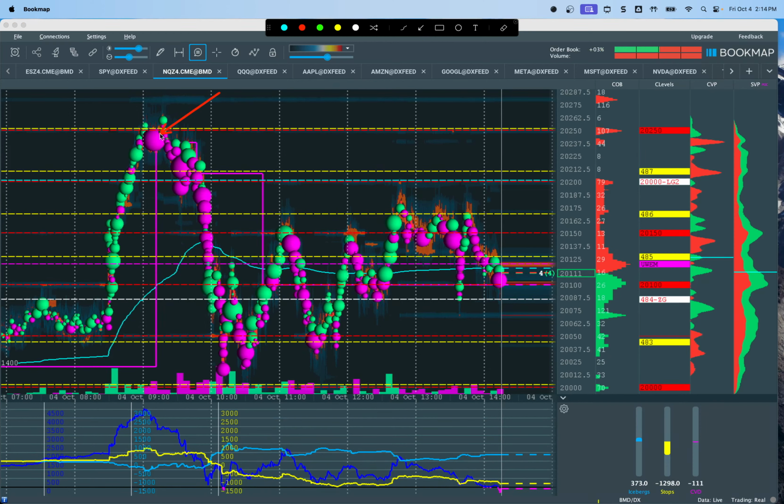Order flow very clear here. Aggressive buyers on the way up. This is before the cash open. Aggressive sellers start to come in. Price starts grinding lower. It then drops sharply lower.